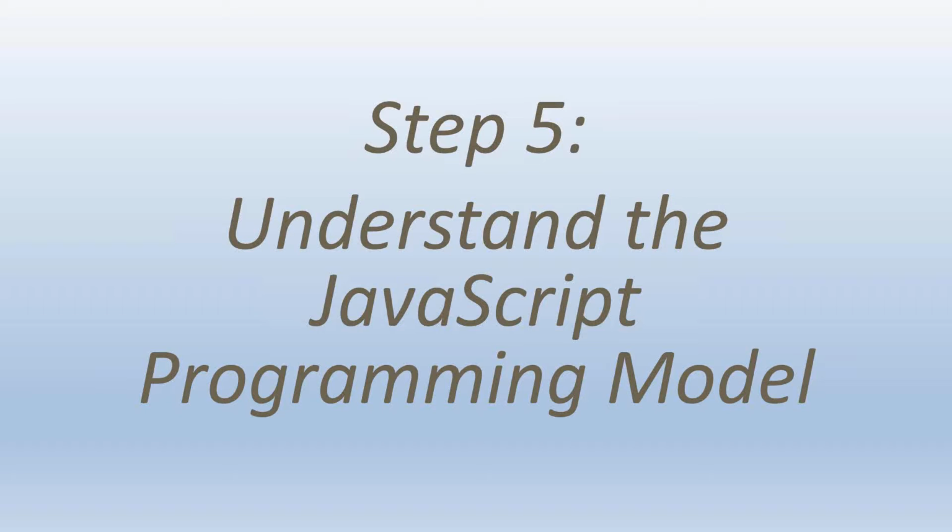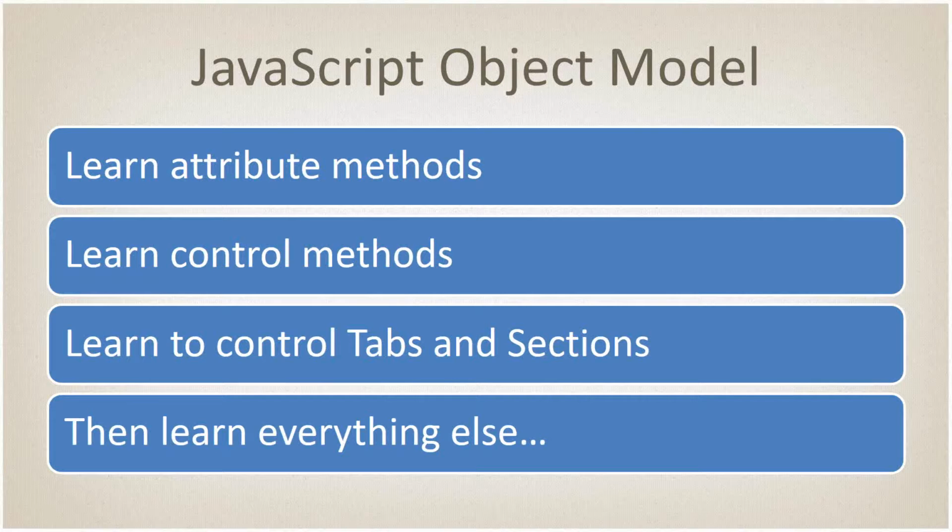Then we get into the client aspect of CRM. So understand the JavaScript programming model, what attribute methods we have, what control methods are, working with tabs and sections, and everything in between. There's a lot built into the object model now. I've got a workshop in a couple of weeks where we're going to be talking about that, and there's going to be a lot of homework because of the time frame. But you could spend a solid week exploring all the things you can do with JavaScript within CRM and probably still not be complete. So just keep that in mind.